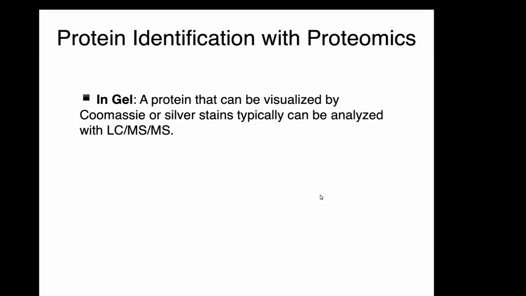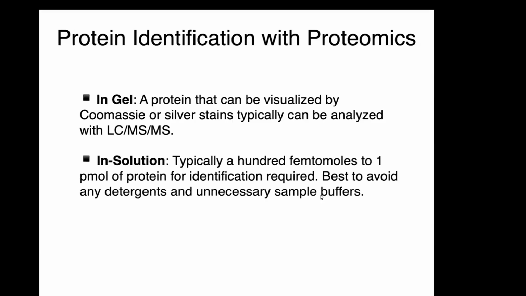And we prefer SDS-PAGE gel bands that can be visualized well by either Coomassie or silver stain, which indicates that there's a sufficient amount of protein in the gel band for the protein identification analysis. We also accept protein samples that are in solution, and we typically ask for 100 femtomoles to 1 picomole of proteins, or 5 micrograms of proteins. And we strongly suggest that these samples are free of any detergents or unnecessary buffers that are incompatible with mass spectrometry in order to avoid any interference with the data results.